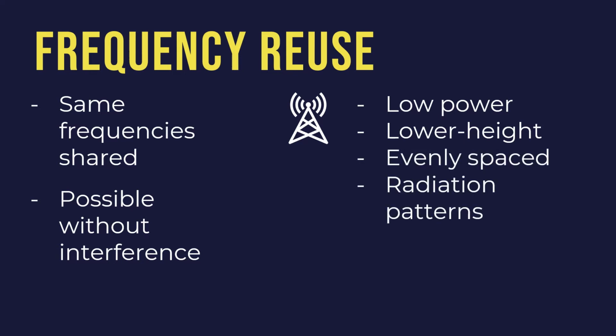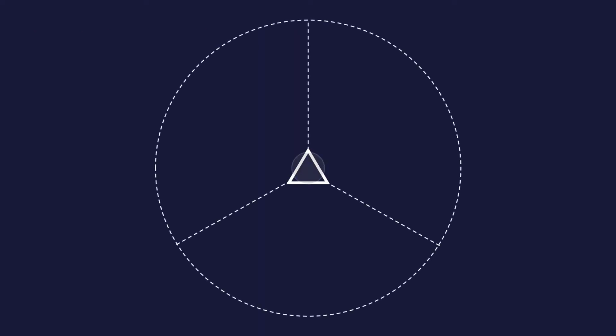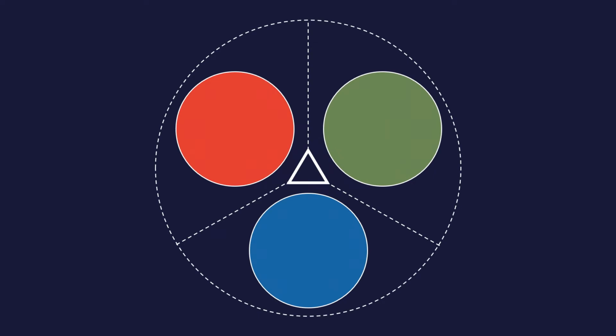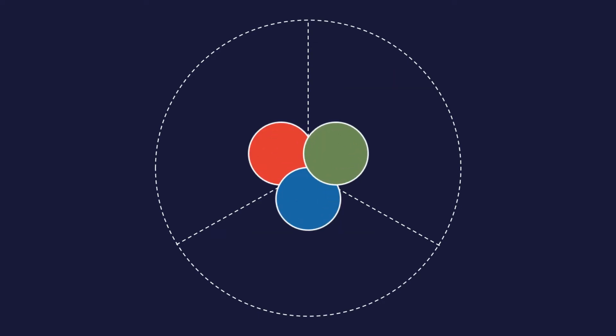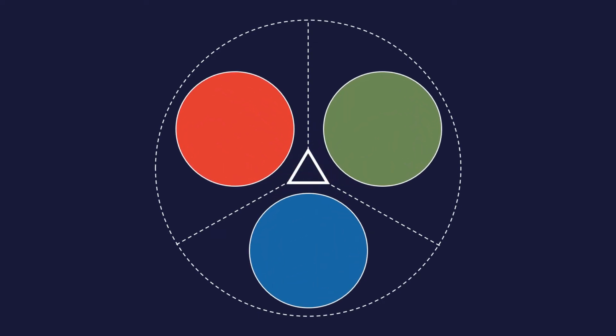Base stations must have enough space from each other. The radiation patterns of antennas are also considered. Most base stations use sectorized antennas with 120 degree radiation patterns. Each sector transmits and receives over the same frequency, and the sectors do not affect one another.